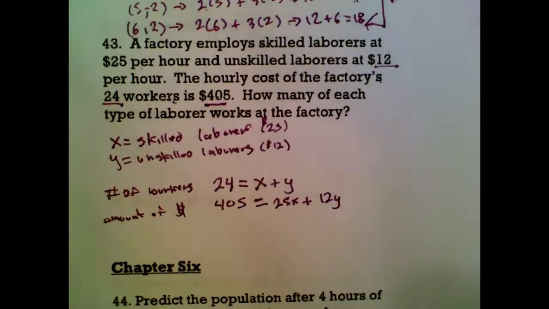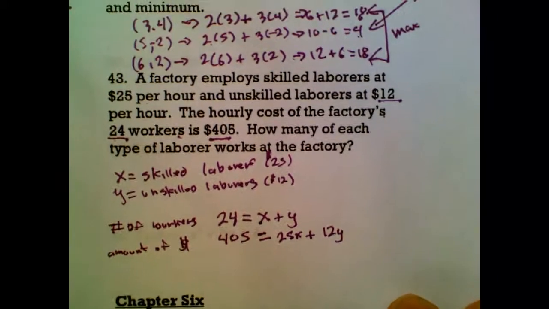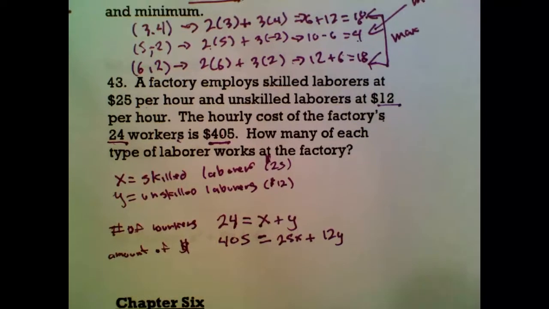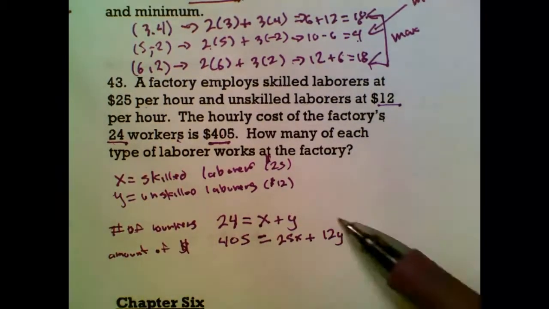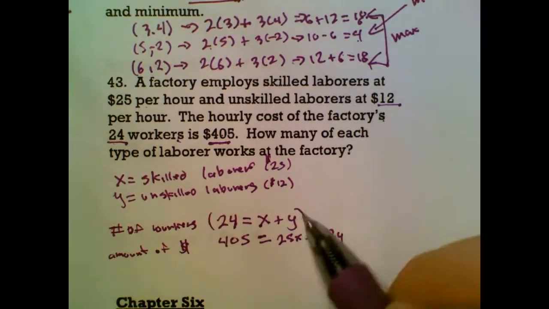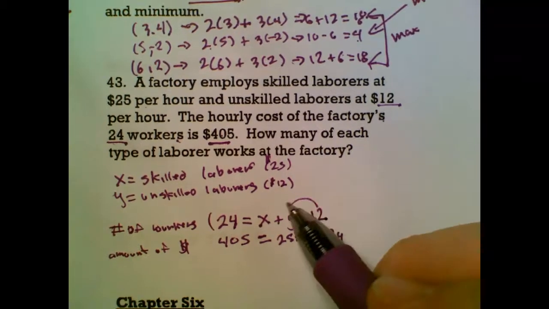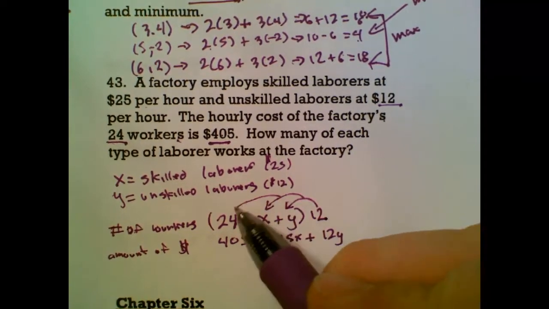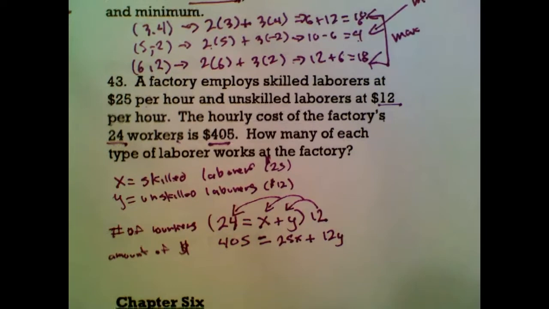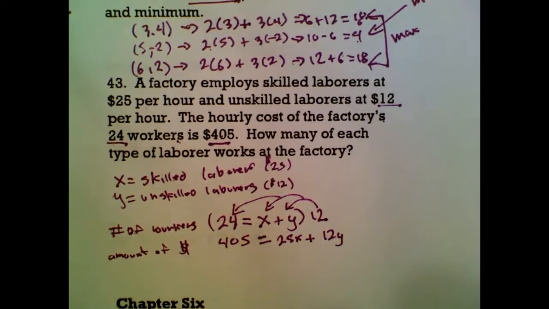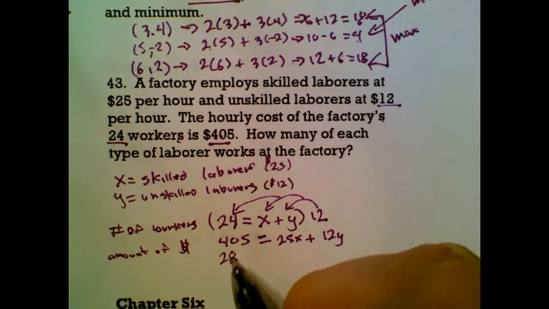So let's give this a shot. We can use substitution, we can use elimination. My favorite is elimination. Let's eliminate the Y's right here. So we need these Y's to be the same, which means I'm going to multiply this top by 12. That is going to go there, there, and there. So what's 24 times 12? Grab our calculator quick. 288. So I got 288.